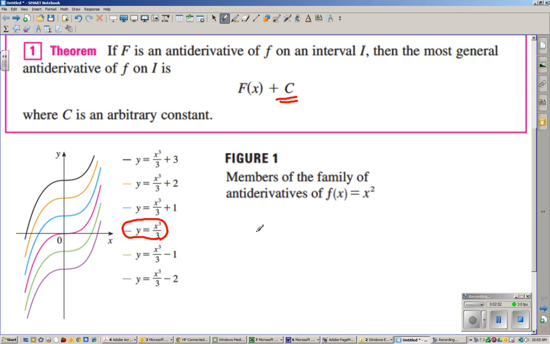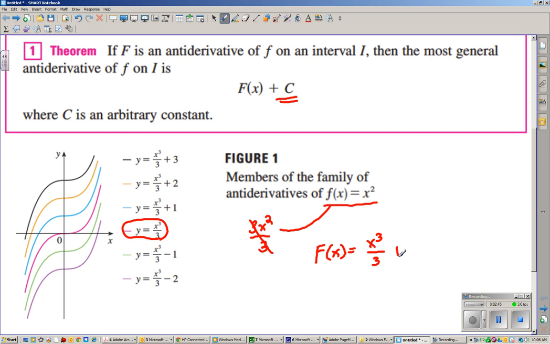In other words, if you took x cubed over 3 and found its derivative, wouldn't you have 3x squared over 3? And of course the 3's would cancel, right? And that's why we're calling this guy x squared. So x squared is little f. Big F, you might say in this context, is x cubed over 3.